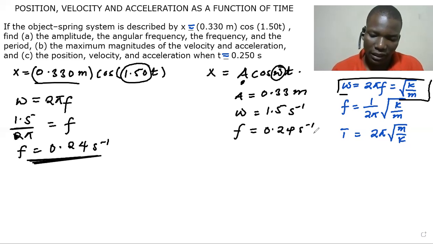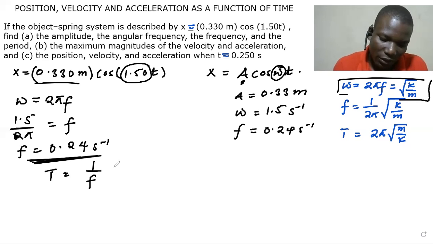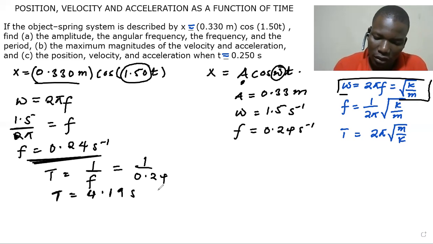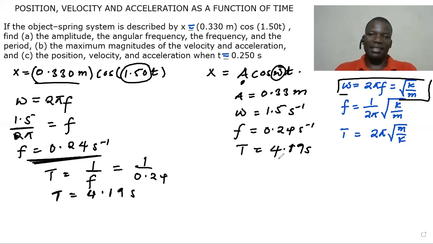Now the period. We know that the period and frequency are inverse of each other, so the period is 1 over frequency. That is 1 over 0.24, so the period is 4.19 seconds. That's about as simple as that.